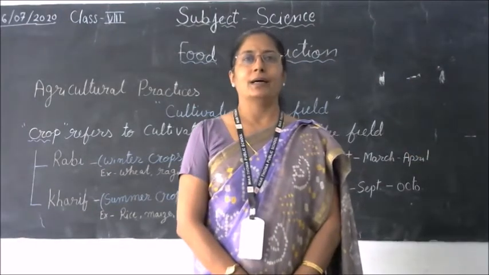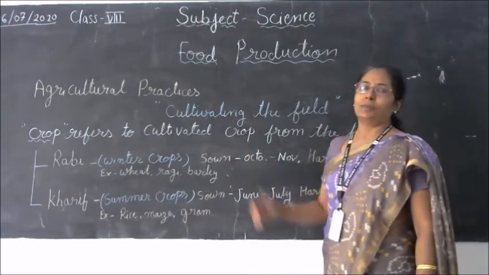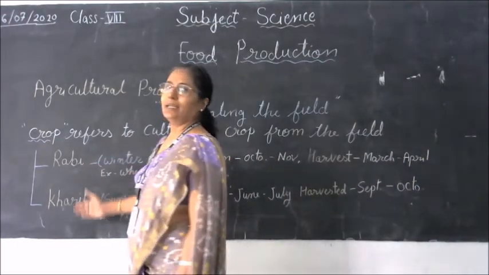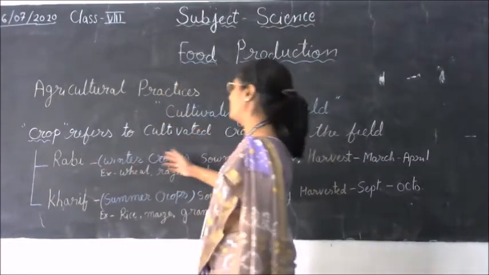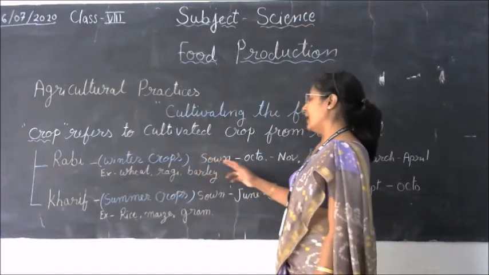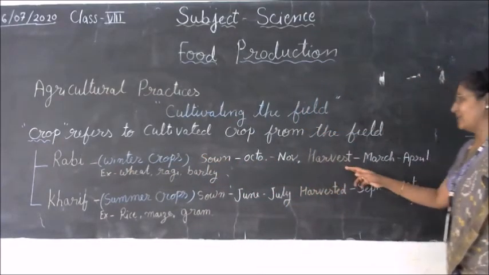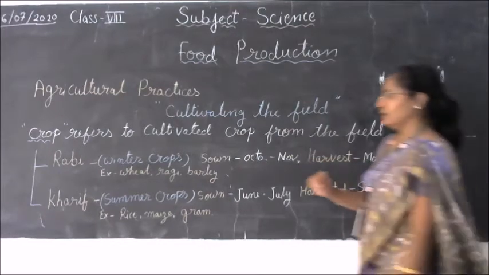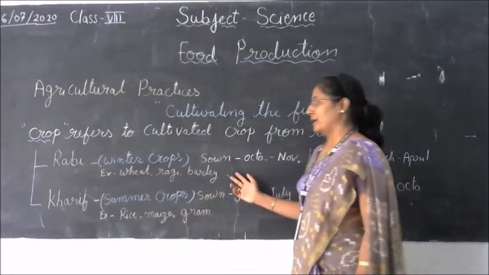In India, crops are mainly taken two times in a year. First is Rabi crops and second is Kharif crops. Rabi crops are also called winter crops and are sown in October and November. They are harvested during March and April. For example, wheat, ragi and barley.